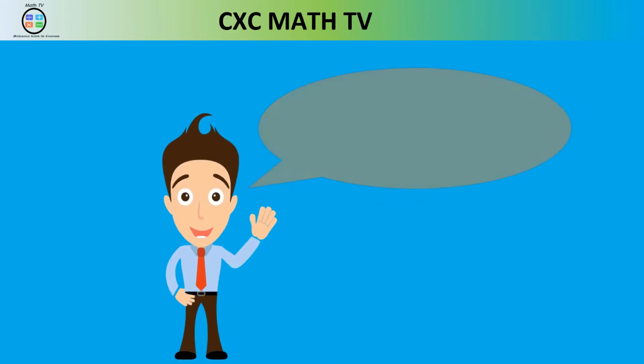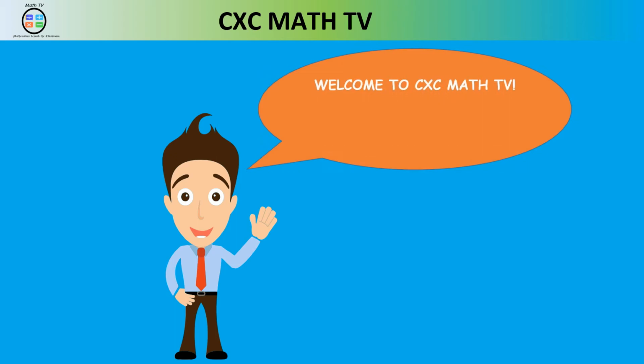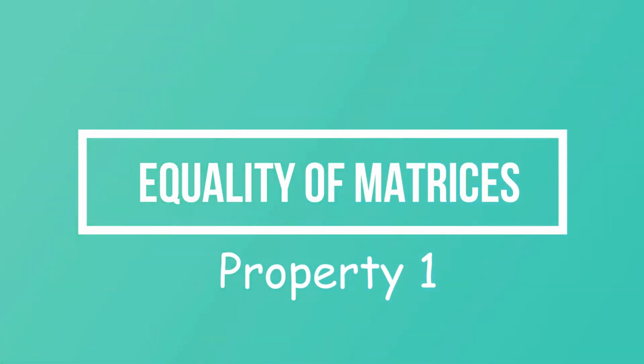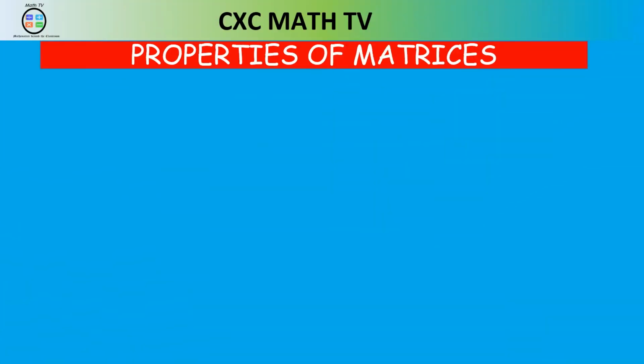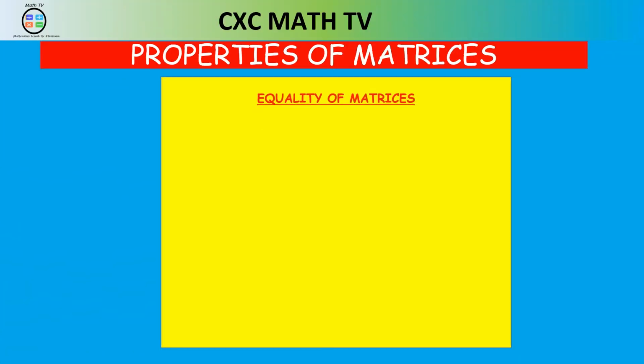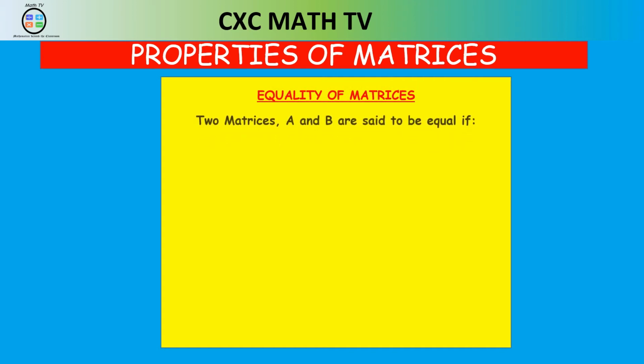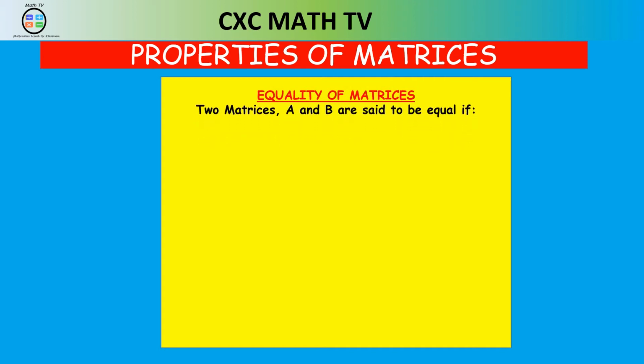Today we're going to be looking at properties of matrices. And the first property of matrices we want to look at is equality of matrices. What do we mean by equality of matrices? Well, two matrices A and B are said to be equal if number one, they both are of the same order, and number two, they have equal corresponding elements.